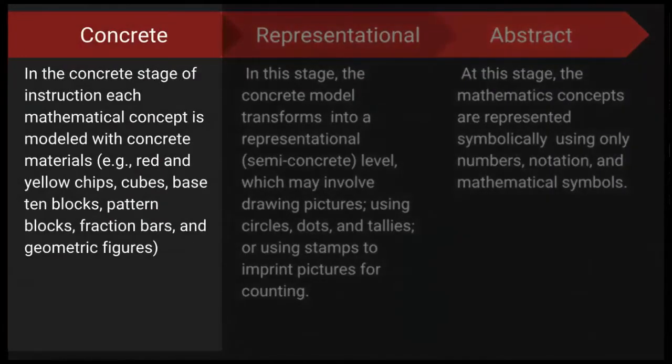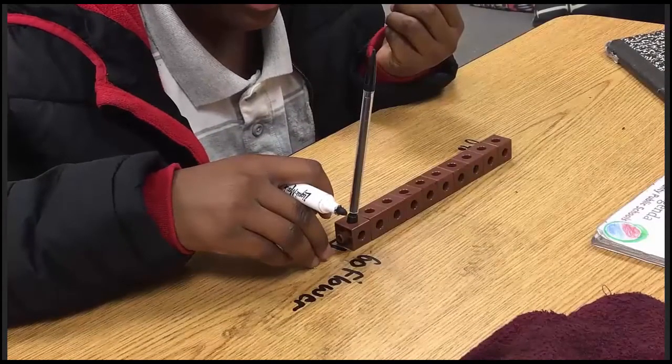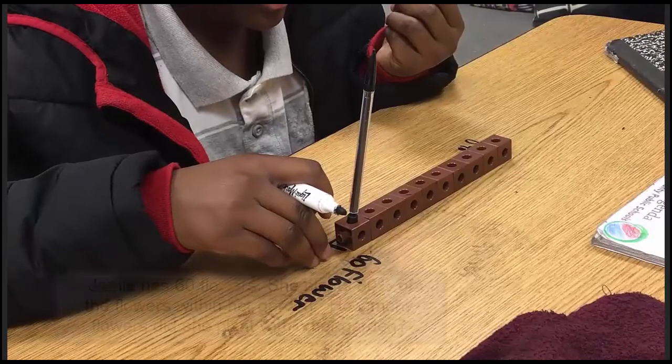In the concrete stage of the concrete, representational, abstract phases of instruction, each mathematical concept is modeled with concrete materials. With this standard, students can use Lincoln cubes, Cuisenaire rods, algebra tiles, or fraction tiles to model multi-step problems. Watch as this student uses Lincoln cubes to think through this problem.